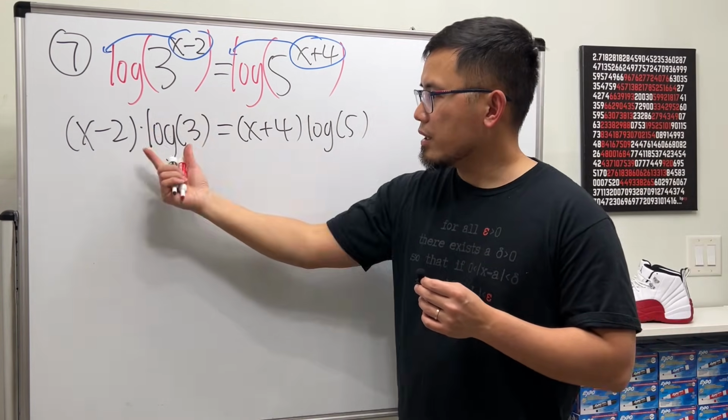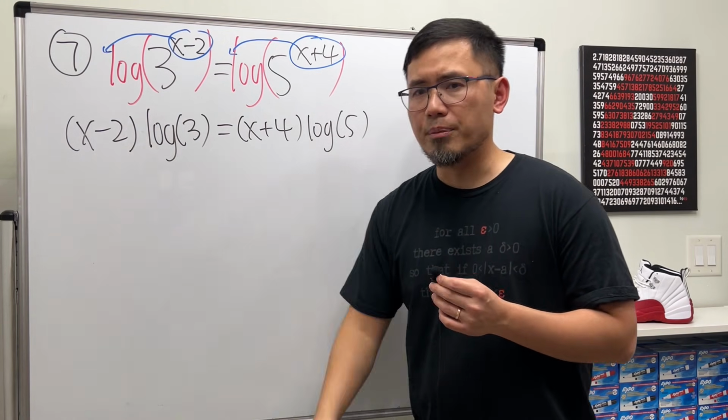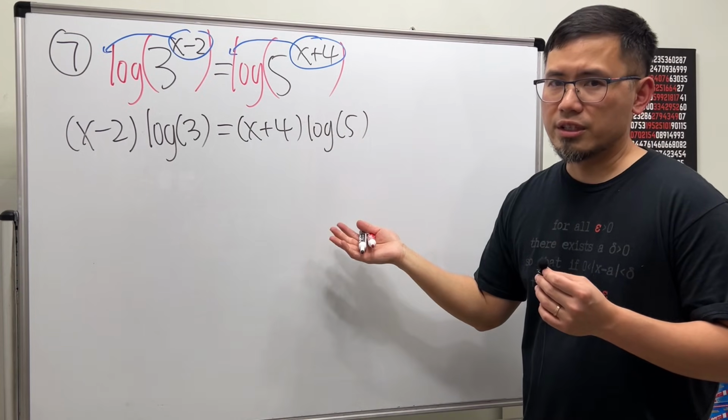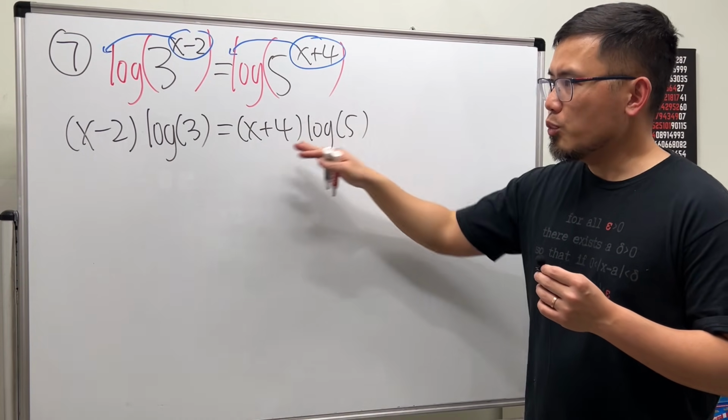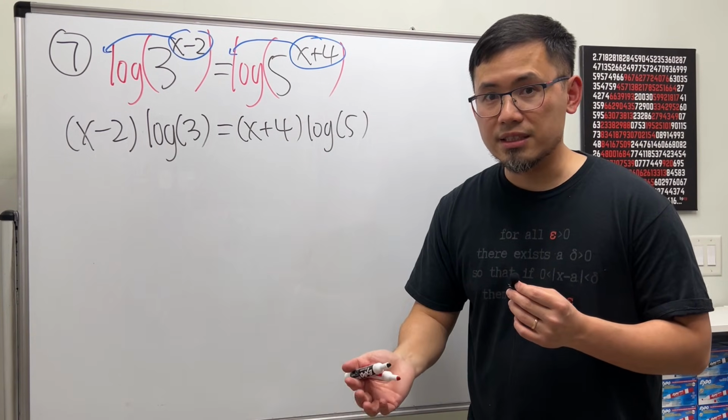And again, this right here is a multiplication. You don't need the dot. And this right here, log of 3 is just a number. This right here, same thing, it's just a number. So no more exponential parts, right? Well, let's just go ahead and do the usual business.